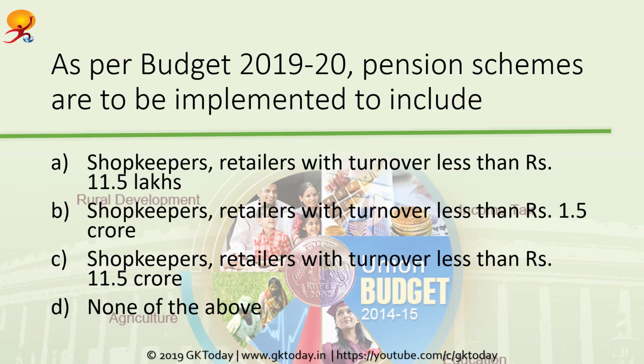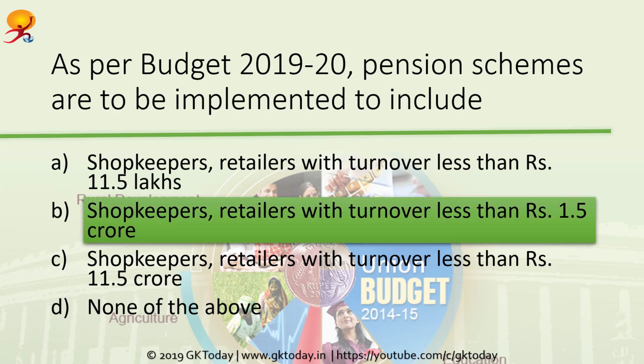As per Budget 2019-20, pension schemes are to be implemented to include who? Among the given options, option B is correct, that is shopkeepers, retailers with turnover less than rupees 1.5 crore. Traders and small shopkeepers with an annual turnover of less than 1.5 crore can now get themselves enrolled with an affordable pension scheme that promises to pay 3,000 a month after attaining the age of 60.